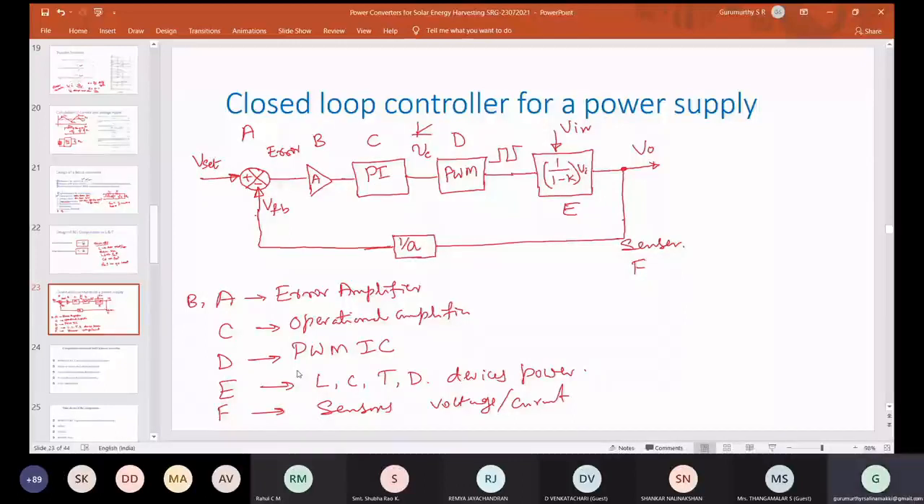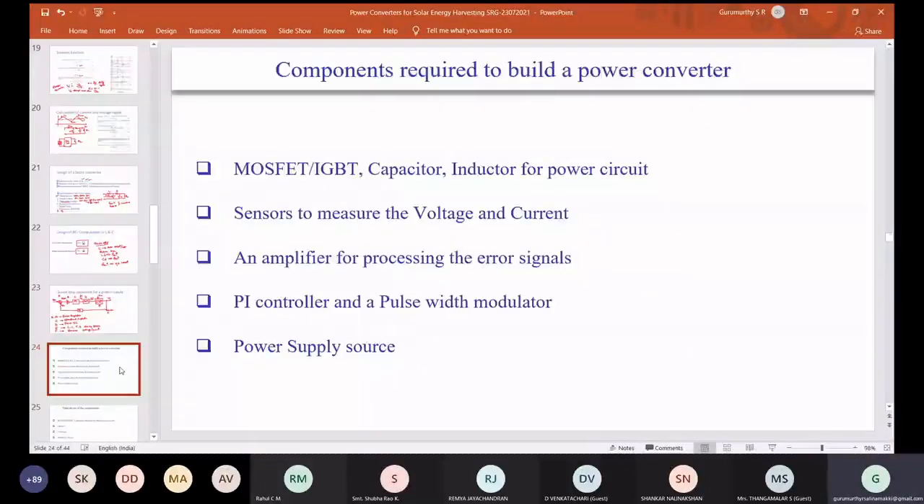So you see that power devices. You can select a MOSFET or an IGBT or BJT, whatever you are comfortable with. You should be able to switch it on and off at the frequency which we intended. Then the inductor for the power supply, inductor, capacitor. Then the sensor to measure the voltage and current.